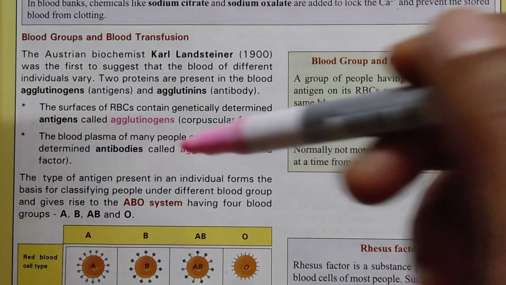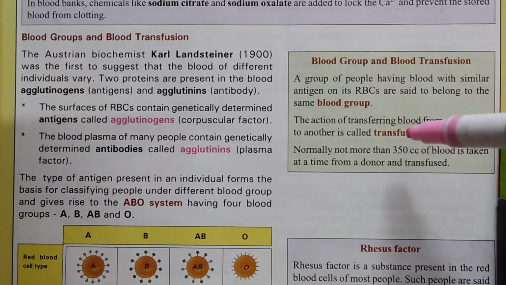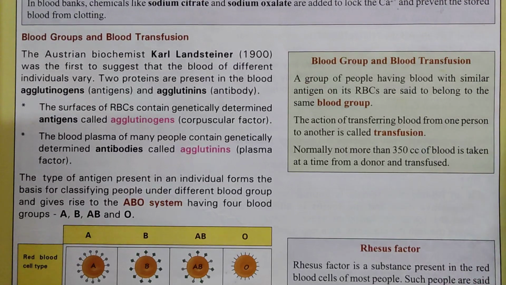Now let's move on to this box, which says what blood group and blood transfusion are. As I said, transfusion is the transferring of blood from one person to another. And why do we transfer blood? Suppose there is a huge injury in your body, or while in surgery you get a huge blood loss. At that time you need to get blood from another person. That transfer is the process known as transfusion.